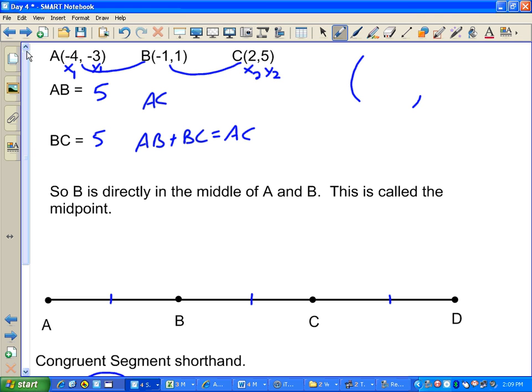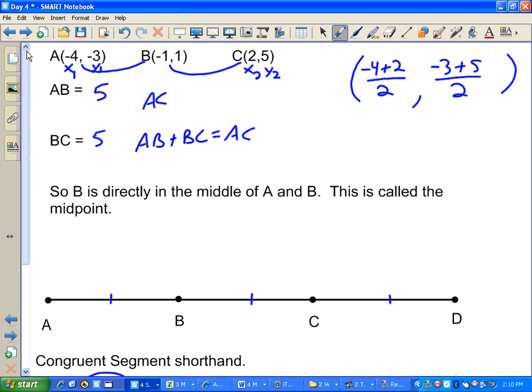Okay, so I'm going to average my x's. I'm going to take my two x values, x1 and x2, and add them together: -4 plus 2, and then divide by 2. I'll do the same thing with my y's. Take my two y values, -3, add it to 5, and divide by 2.